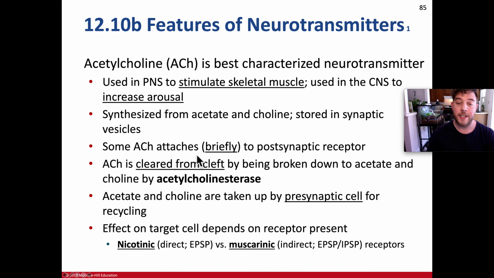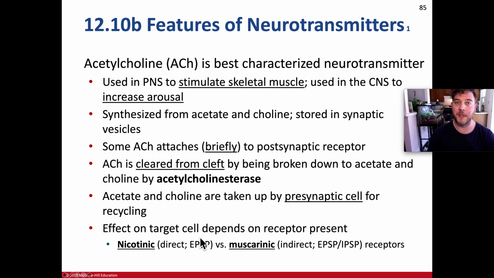Some acetylcholine attaches to the postsynaptic receptor. It's only brief. It does not stay bound for very long, or else you would have continuous muscle contraction, almost tetanus. And it's cleared from the cleft by acetylcholine esterase, that enzyme that breaks it down. It breaks it back down into acetate and choline, and that's taken back up by the presynaptic cell for recycling, where your acetylcholine is resynthesized.